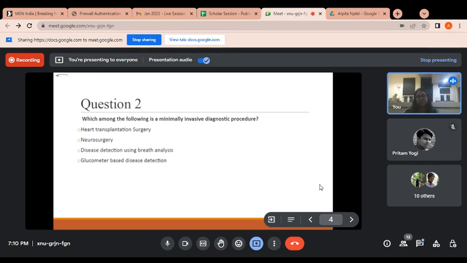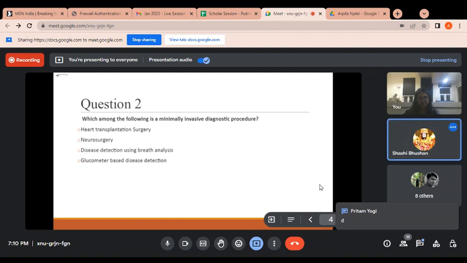Question number 2 is: which among the following is a minimally invasive diagnostic procedure? Heart transplantation surgery, neurosurgery, the third option is disease detection using breath analysis, and the fourth option is glucometer based disease detection. Please unmute yourself and try to give the answer. Ma'am, option D. I think it is C, breath analysis. Option C.